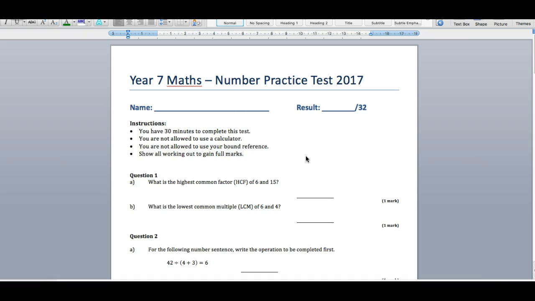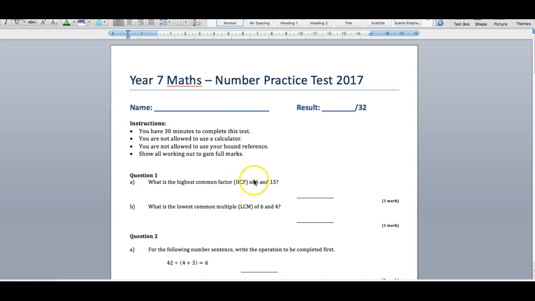Make sure you're confident if you have to do any multiplication or whatever with numbers that are maybe too large to add in your head. Just do some working out. Don't be afraid to take your time. It says here, show all working out to gain full marks.